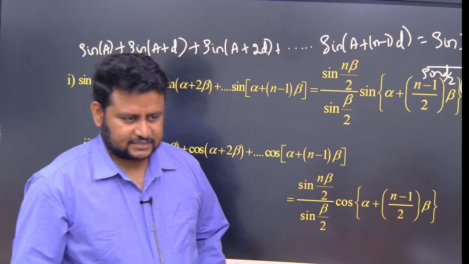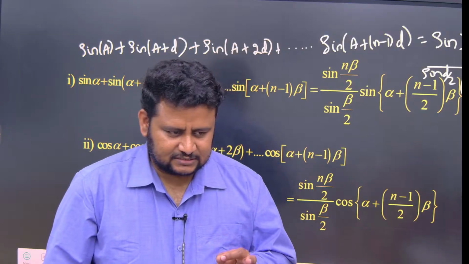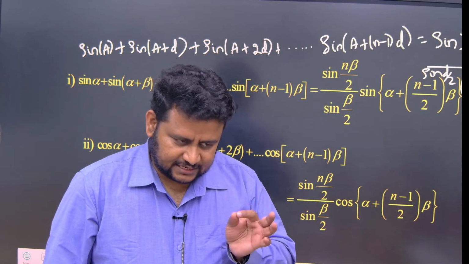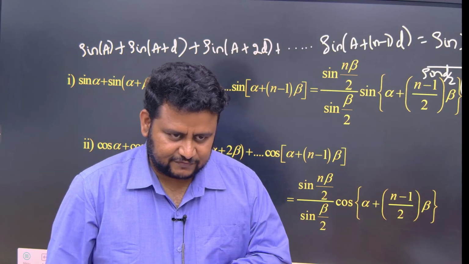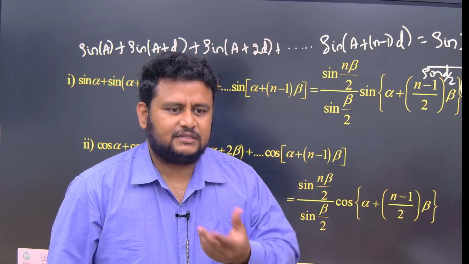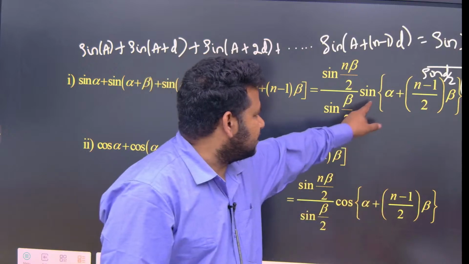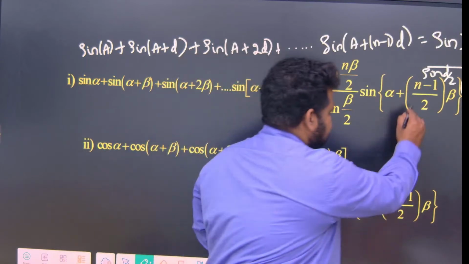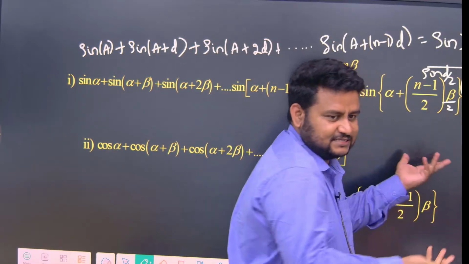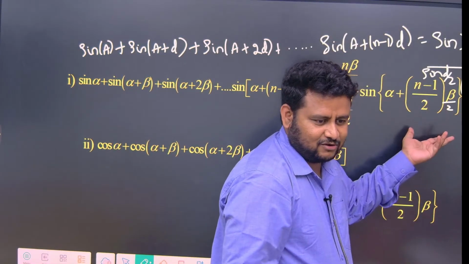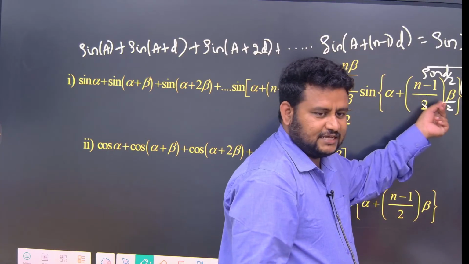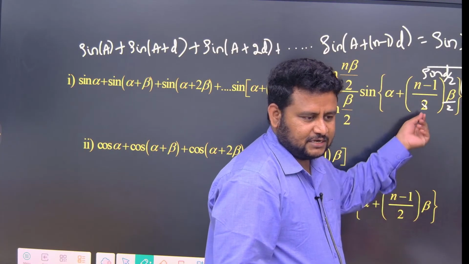That's all. Sin of nD by 2 by sin of D by 2, into sin of that. What is that AP formula that we have? Sin of A plus (n minus 1) into D. But instead of writing that, forget about this. It is the same only, correct? So I can write the 2 here instead. Okay, (n minus 1) into D by 2.